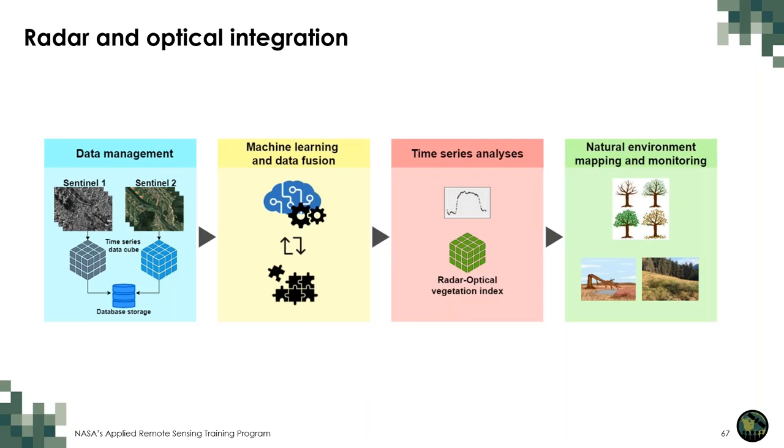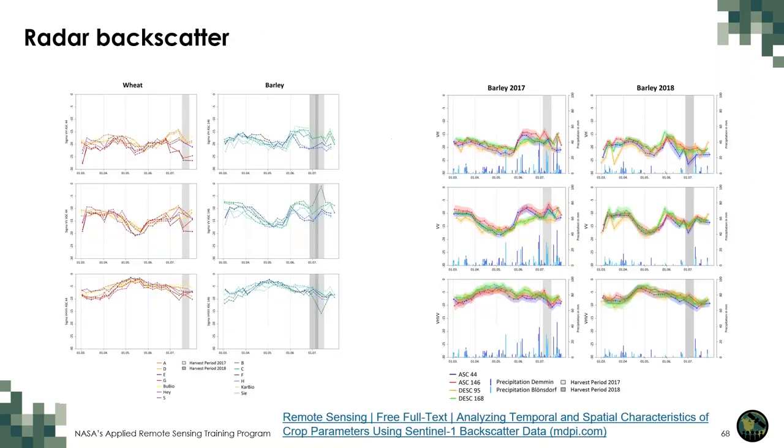There are a few ways we can join this information. We can combine both radar and optical. By doing so, we wish to combine the best of both worlds. This can be done using machine learning and data fusion, and with this, we are hoping to create a combined radar-optical vegetation index, which can serve us for various applications in natural environment mapping or monitoring. One such application could be crop classification.